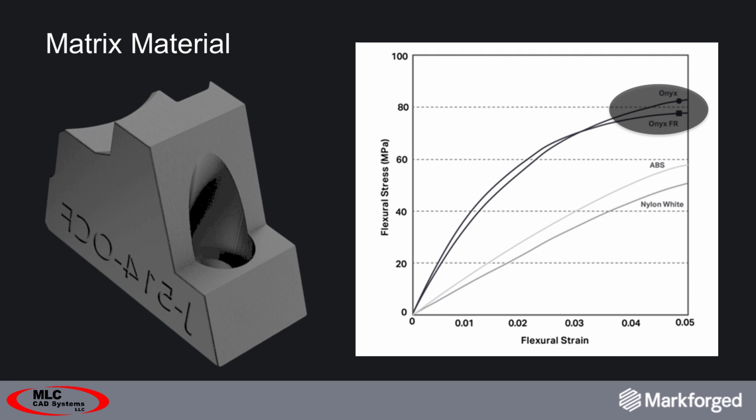From an education perspective, the matrix material we use is called Onyx. It was developed by Markforged. By definition, it's a composite itself. It consists of a mixture of nylon and chopped carbon fiber. Interestingly enough, the chopped carbon fiber was not added for strength specifically, but for stability and printability.